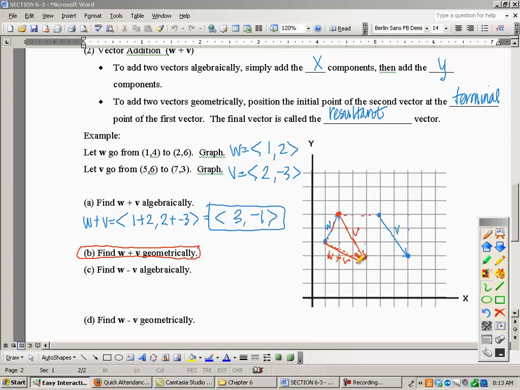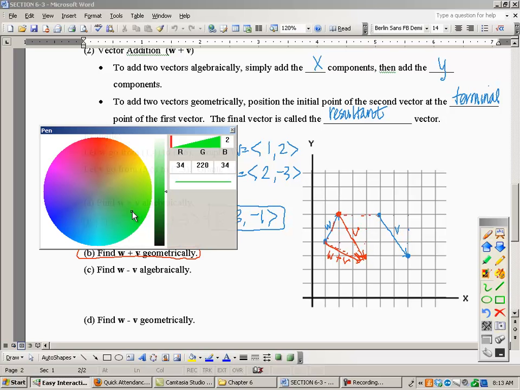Okay, and we're trying to show you geometrically what does it look like. And the idea, again, that I want you to get in your mind is, instead of walking around these vectors, why not just start at W and end at the end of V? Okay, let me change my color again.